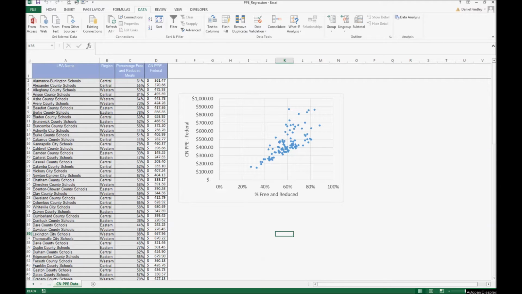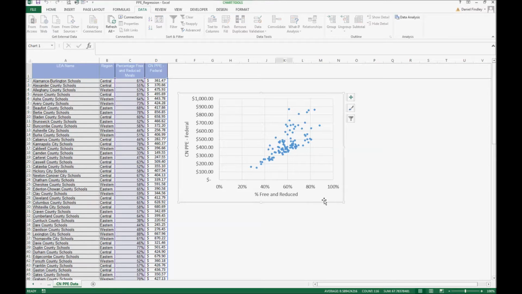In this video, we're going to see how to use the regression function in Excel, and we're going to apply this to some data looking at local education agencies, so individual school systems, and the amount of federal funds that are applied for child nutrition on a per pupil basis. So this is child nutrition per pupil expenditures federal. And we're also going to look at how that's related to the percentage of free and reduced meals served in each of these school systems.